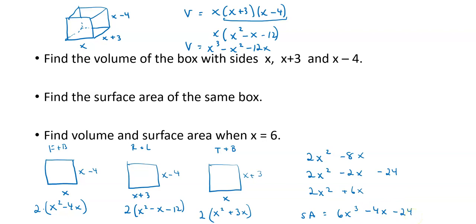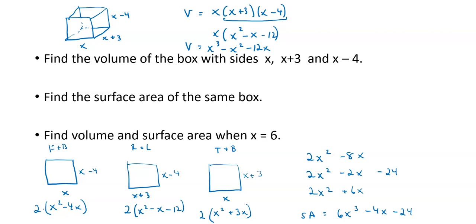All right, so I found out front and back, I found out left and right, I found out top and bottom. The last problem just says find the volume and surface area when x is equal to 6, so throw a 6 in and you'll get your answer, right? Throw a 6 into the number at the top and the 1 on the bottom.